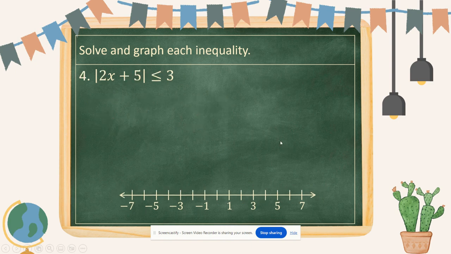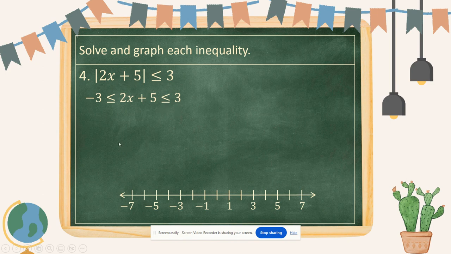Okay, number 4, I have the absolute value of 2x plus 5 is less than or equal to 3. Less than or equal to is going to behave like an and inequality. Remember how I set up my and inequalities. I'll have negative 3 is less than or equal to 2x plus 5, the stuff in the middle, is less than or equal to positive 3.